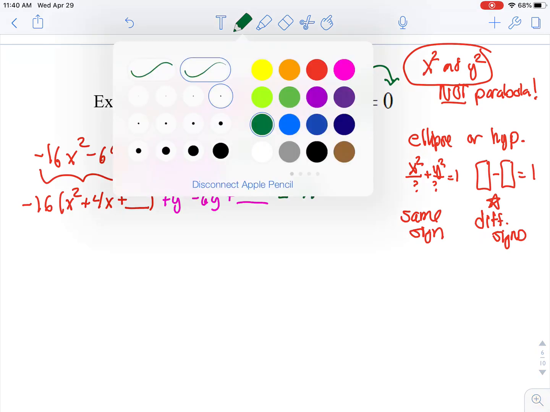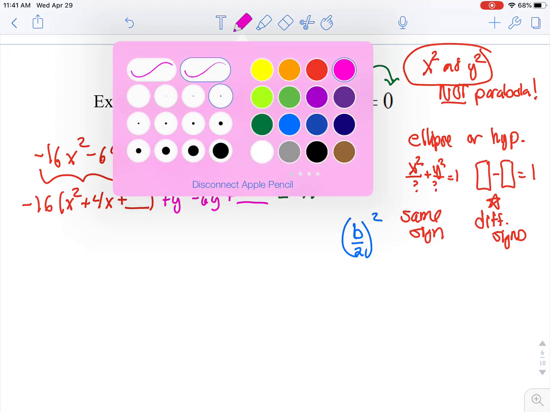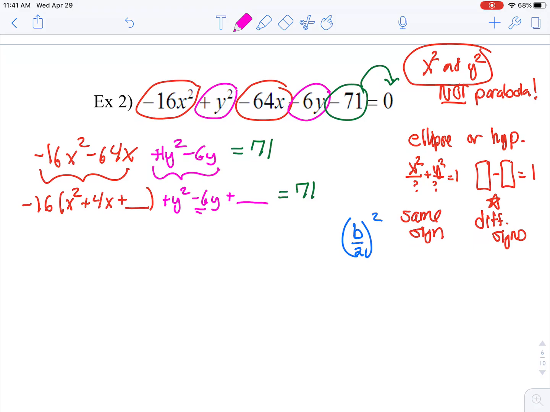When writing a perfect square trinomial, remember you'll take your b value and divide it in half, and you will square that. That's what you're going to be adding in. So when I look at my y's, half of negative 6 is negative 3. Square that, and I get 9. And that's what I'm also going to add to the other side. When I look at my x's, half of 4 is 2. When I square that, it's back to 4.